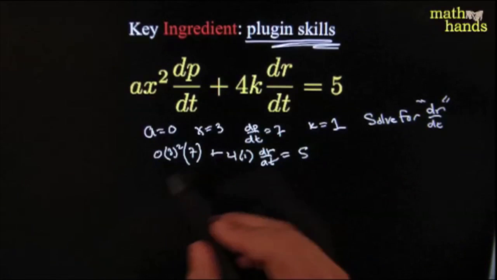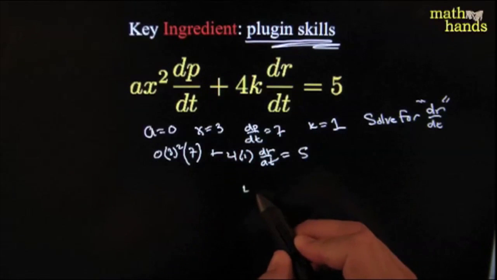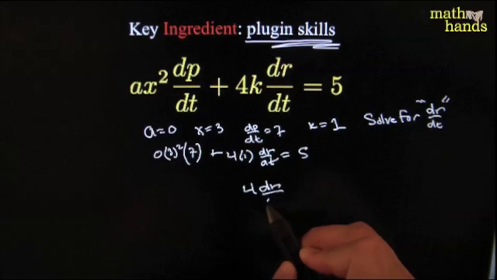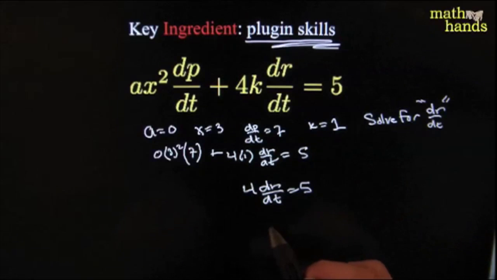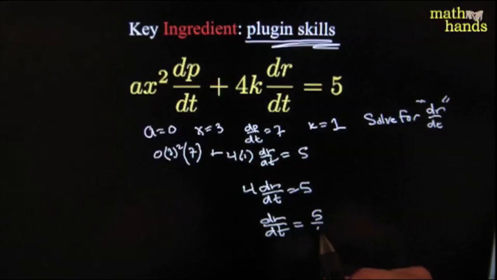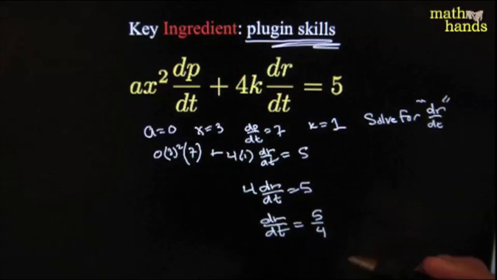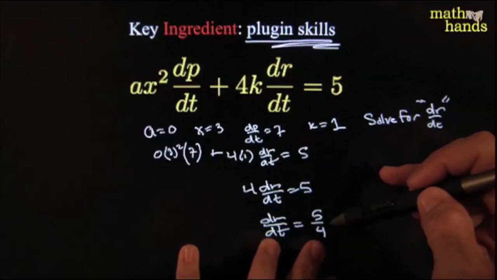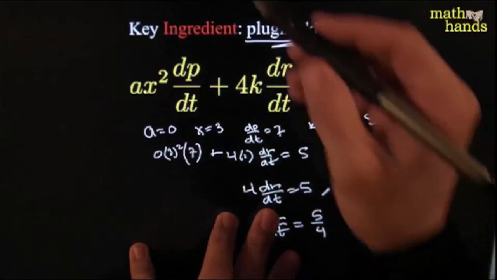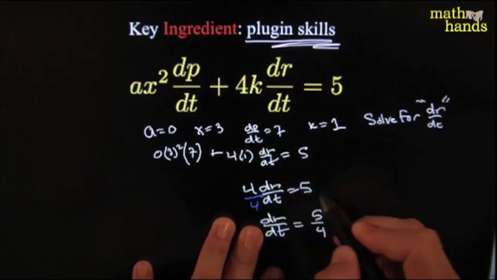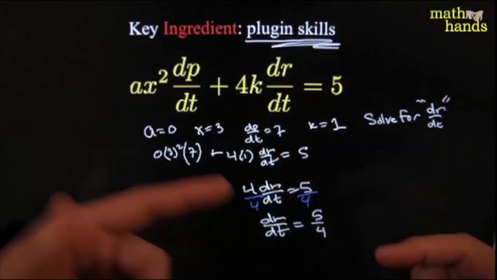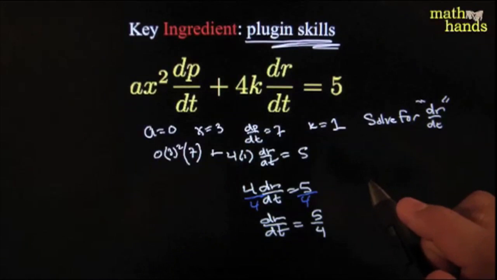So this goes away, that's 0. So you have that 4 dr/dt is equal to 5. Then that means that dr/dt must be equal to 5 over 4. I know someone's going to be thinking, how did he get 5 over 4? Well, I divided both sides by 4. I divided this side by 4 and I divided that side by 4. Or multiply both sides by one fourth if you want.